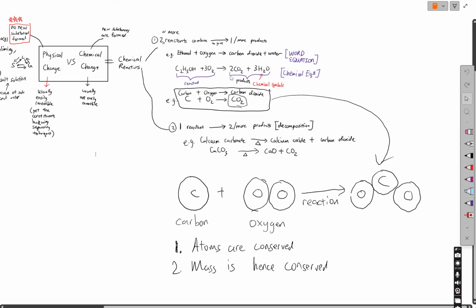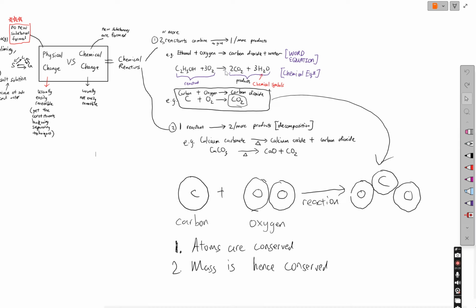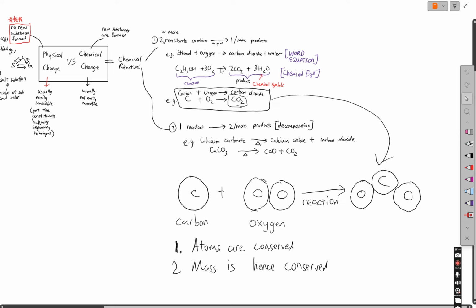Okay, chemical equations you do not need to know now, but it will be very popular next year in chemistry. That's why we are showing you this earlier on. The second way to classify chemical reactions is when one reactant decomposes to give two or more products. For example, calcium carbonate under heat will decompose to give calcium oxide and carbon dioxide.